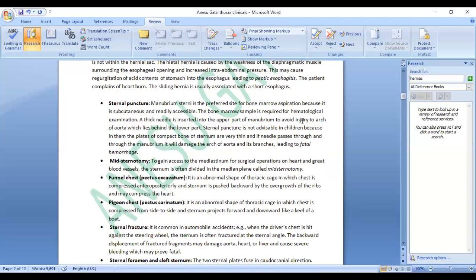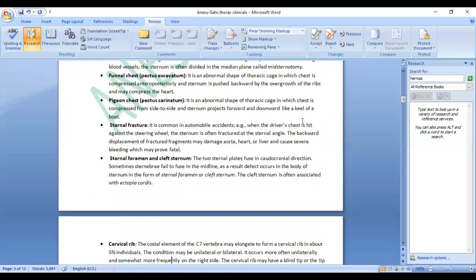Then sternal fracture is common in automobile accidents, e.g. when you have the driver's chest wall hitting against the steering wheel, and the sternum is often fractured at the level of the sternal angle. Remember, the sternal angle is an important landmark anatomically because you find a lot of things at this level, that is at the level of the intervertebral disc between T4 and T5, and it is also the imaginary landmark that divides the superior mediastinum from the inferior mediastinum. So if you have a backward displacement of the fractured fragments, you may damage the aorta or the heart, and you may have severe bleeding, which may prove to be fatal.